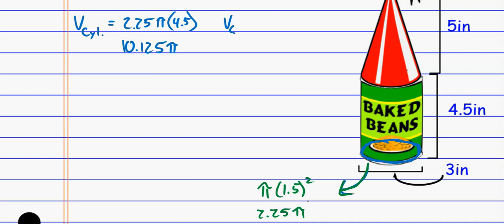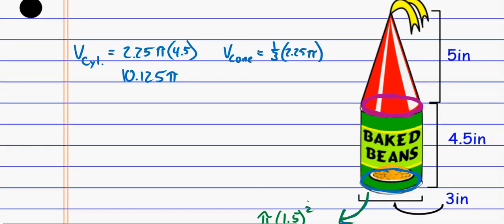And now I need to find the volume of this cone. And the volume of the cone is 1/3 the area of the base times the height. What's nice about this one is the base of this cone is the same as the base of the can of beans here. When you look at the cone versus the cylinder, they share the same base, the same circle. So I already have the area of the base for this one. It's the 2.25 pi. And so I don't even need to work that out again, which is nice.